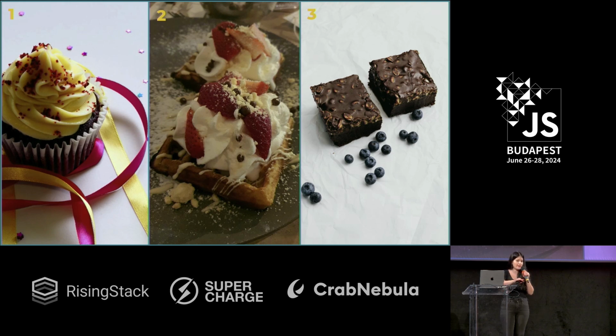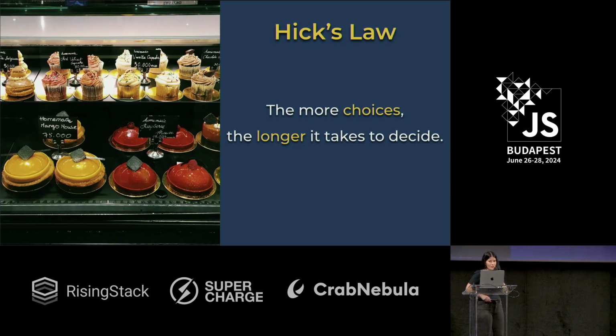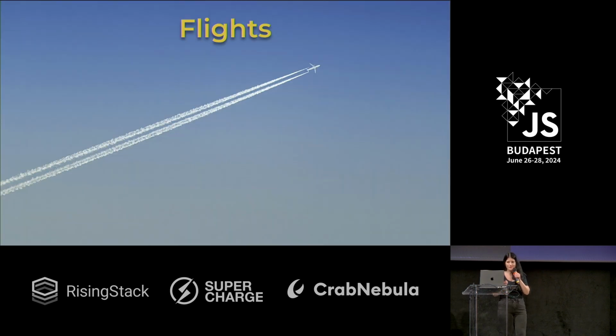Like yesterday we wanted to choose a restaurant to eat dinner. We opened Google Maps. There are so many Italian options. It took me like half an hour to decide where to go to eat. And I was so hungry. By the time we got there, it was devastating. Okay, so this is referring to Hick's law. The more choices we have, the longer it takes to make choices, as we just saw with dessert.